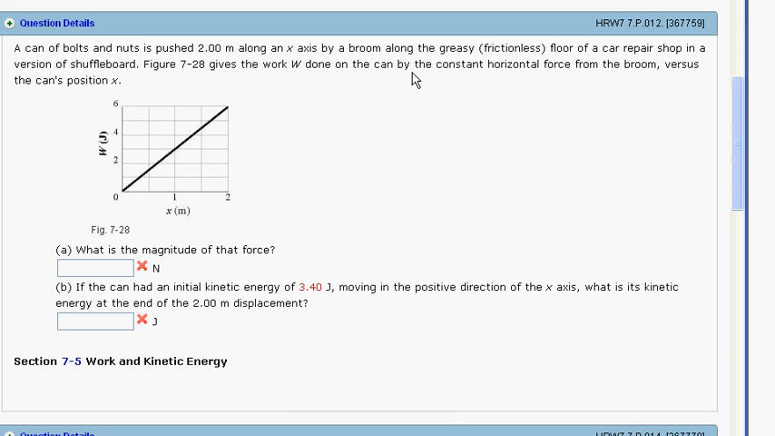Now, I don't know why any self-respecting car mechanic would leave his floor greasy, because that's a safety hazard, but anyway.